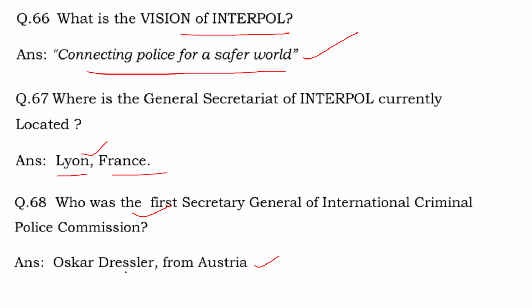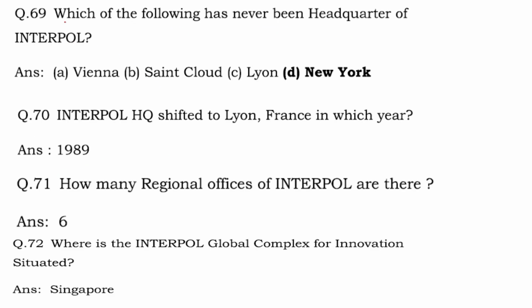Yeah, it is about Oscar Dressler. Secretary General of the International Criminal Police Commission, he is from Austria. His name is Oscar Dressler. Okay, Vienna is the capital there. Next question 69. The answer for 69 is A, B, C, D, New York.